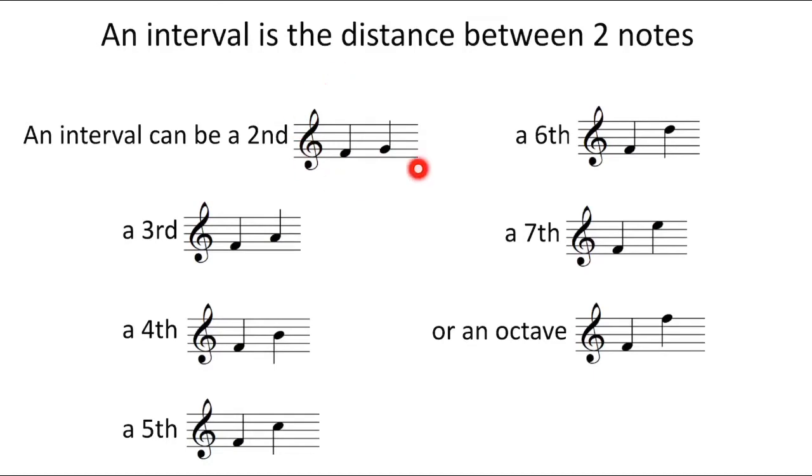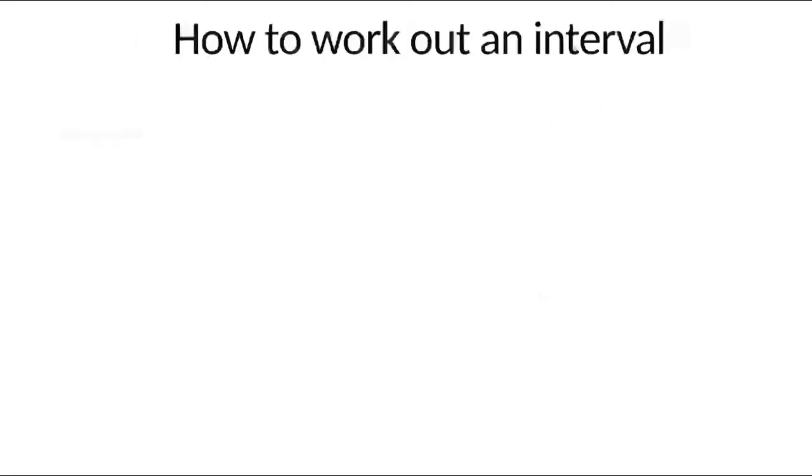So if we look at this one here, we can see that these two notes are close together. Second, but increasingly they're becoming further apart. So these notes are 5 notes apart from each other until we get to this one here. Two notes are very far apart. In fact, they're an octave away from each other. So you may be asked to identify the interval between two notes. And here's how we do it.